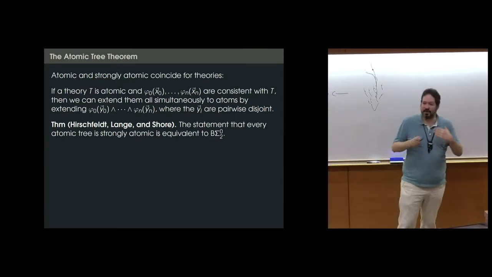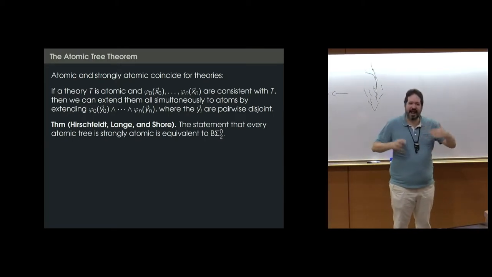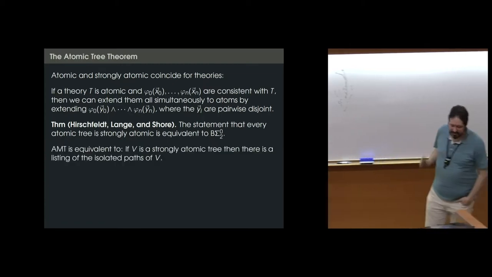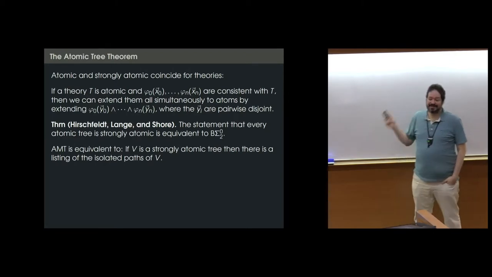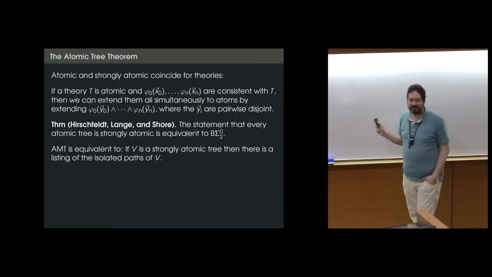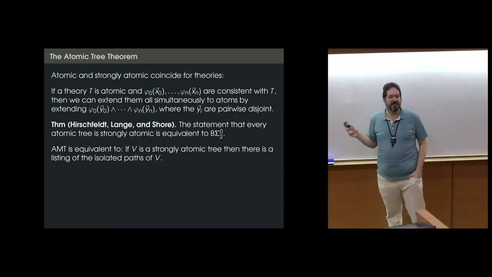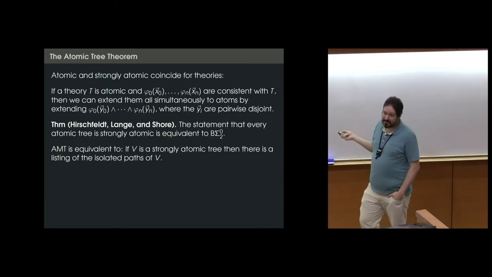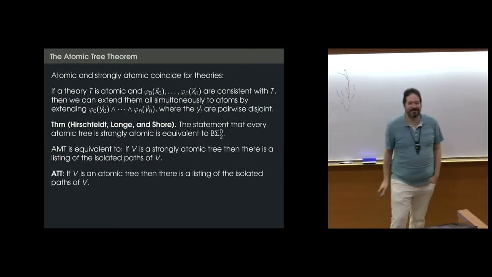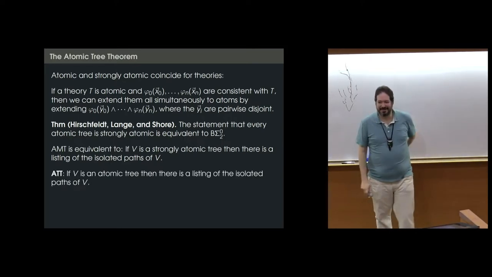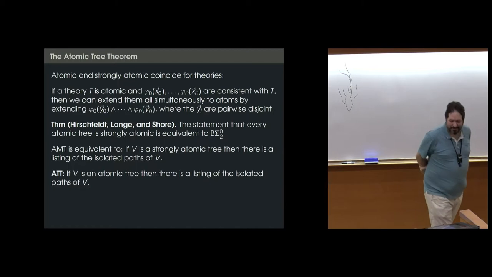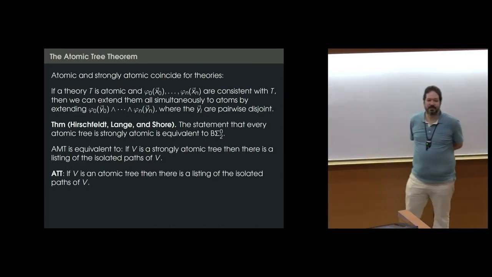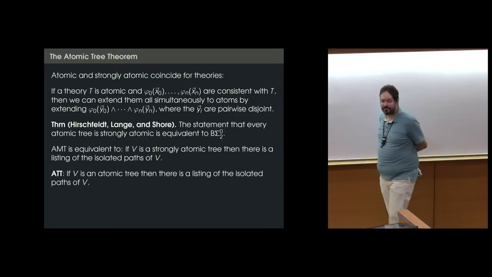So now you say, okay, which one is the version that actually corresponds to the atomic model theorem? And here is the actual precise one. It's the one that says that if a tree is strongly atomic, then there's a listing of the isolated paths of V. That's the one that we can prove is equivalent to AMT. Having done that, there's a natural thing to do, which is to give the other one a name, the atomic tree theorem. The atomic tree theorem says that if V is just atomic, then there's a listing of the isolated paths of V. So now we have a weaker hypothesis, stronger theorem.